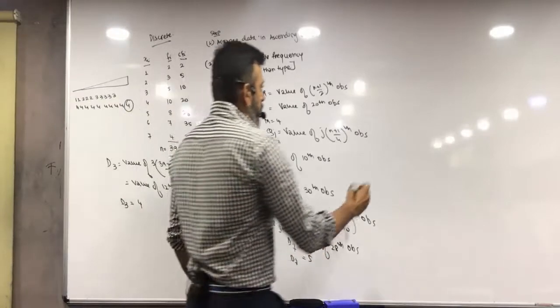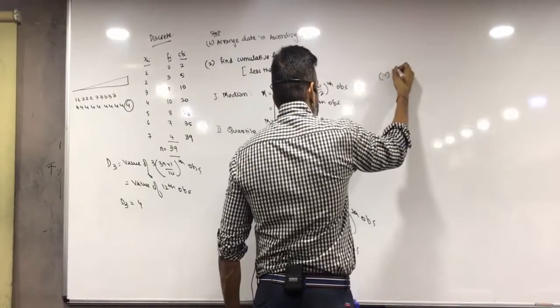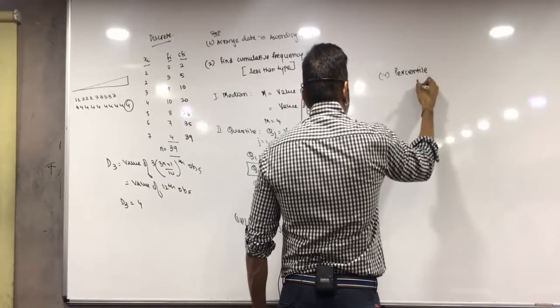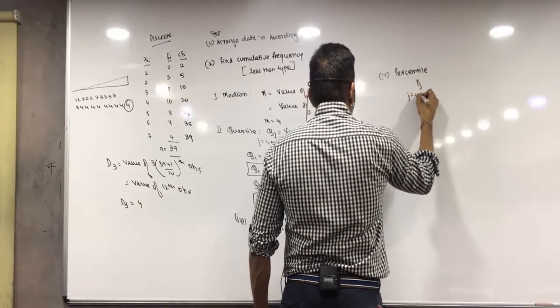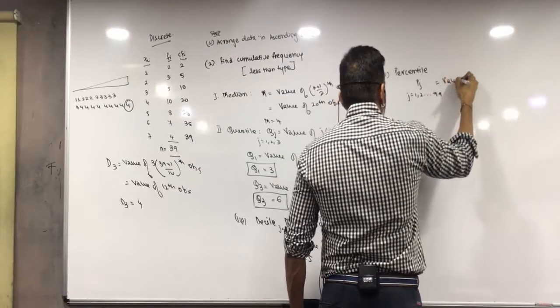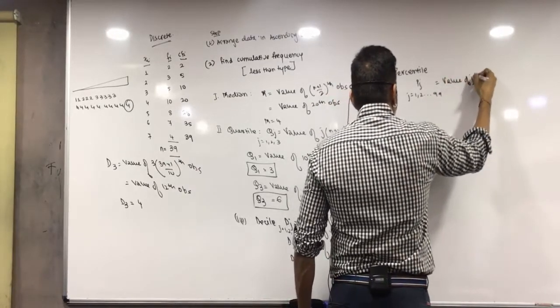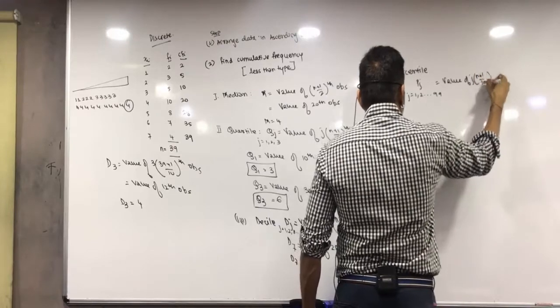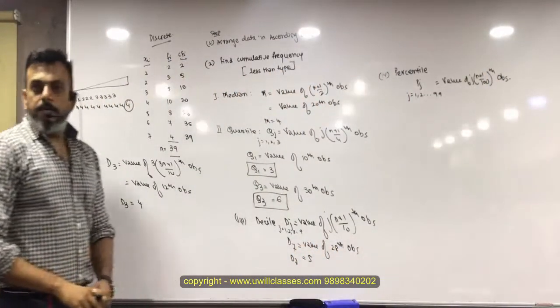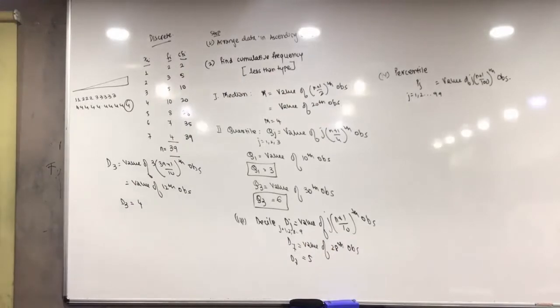Similarly, we go for the fourth one, percentile. Pj, when j is equal to 1 to 99, is equal to the value of j times n plus 1 by 100th observation. Did everyone understand how to do it? Very easy, it will be done quickly. Okay, write down all the formulas.